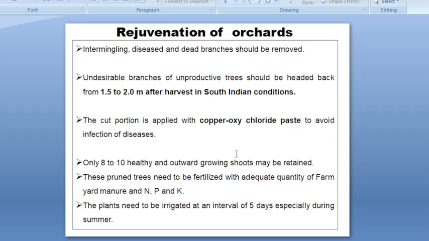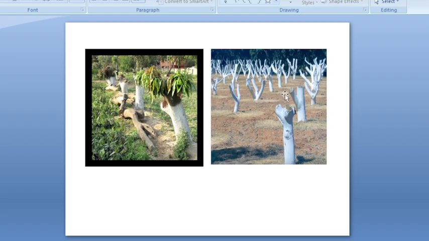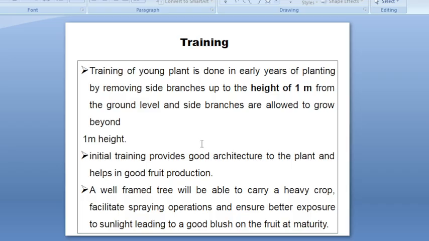So after removing that, we can go for application of copper hexachloride. Here you can see this is rejuvenation. So how can we do the grafting here? We can even paste the cut ends with copper hexachloride. This will help in getting a sufficient amount of branches, as well as good growth in the tree.